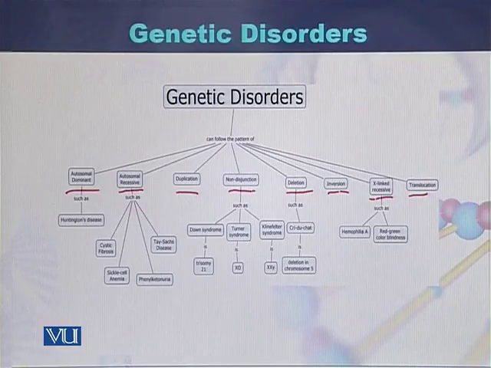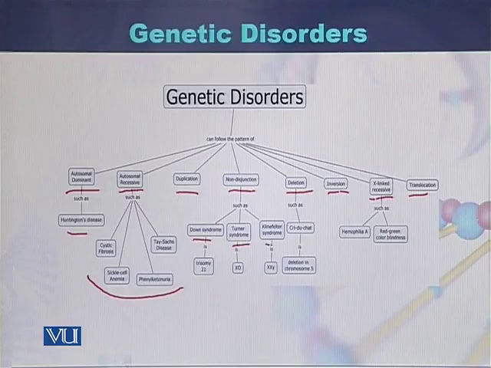In the case of autosomal dominant diseases, an example would be Huntington disease, while in the case of autosomal recessive inheritance, these are the diseases. In the case of non-disjunction, the most common diseases are Down syndrome, Turner syndrome, and Klinefelter syndrome. In the case of deletions, due to the deletion on chromosome 5, the most common disease is Cri-du-Chat syndrome. In the case of X-linked disorders, the most common are hemophilia and red-green color blindness. So these are all the different patterns which genetic disorders follow.